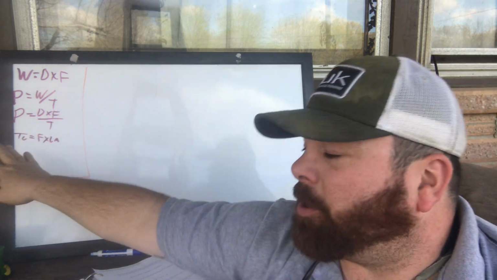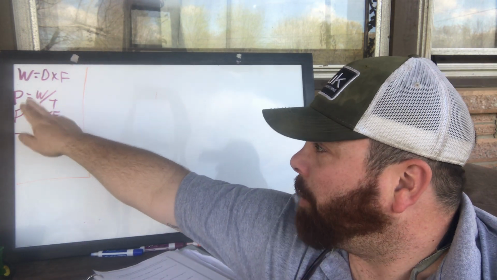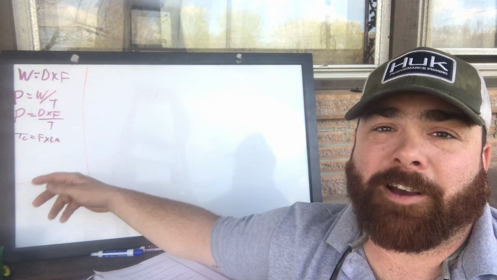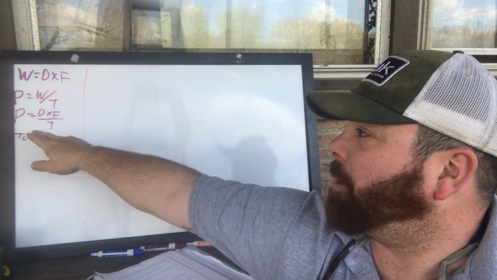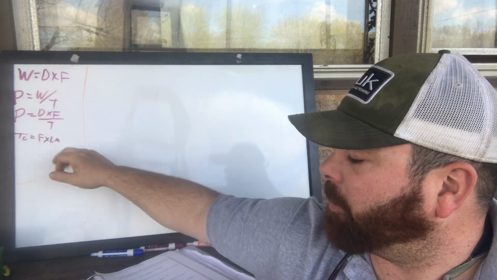So you can see the equation for power is actually power equals work divided by time. But another way we can write that, we can expand it out to the work formula. Power equals distance times force, all divided by time.